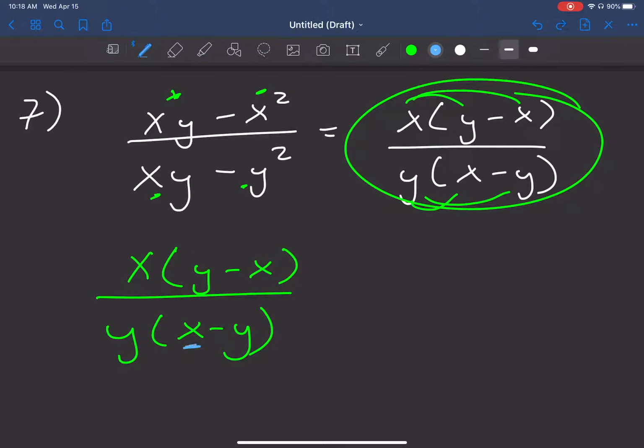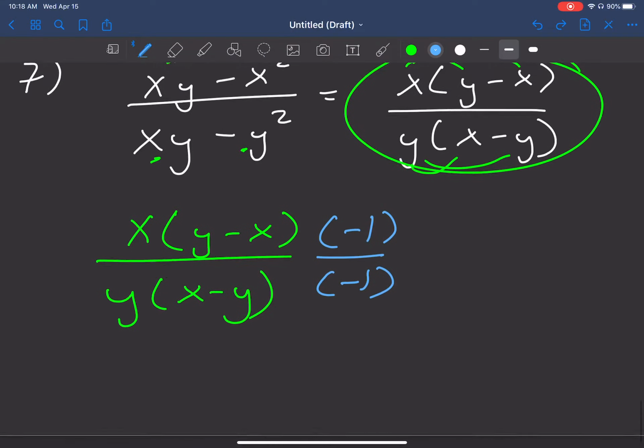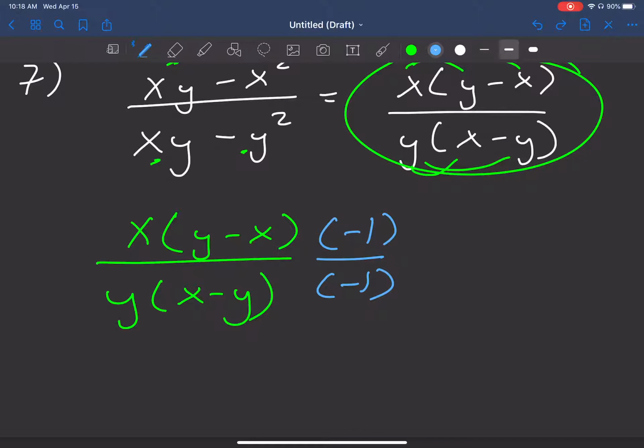Because here the x is positive and there's a negative sign in front of the y. It's minus y. Here is y minus x. So what we need to do is multiply this by -1, the whole thing. The top needs to be multiplied by -1 and the bottom needs to be multiplied by -1. Otherwise, you're making the expression not equal, because we will be changing the way it looks, but you're still keeping it equal. Okay, so let's multiply by -1.